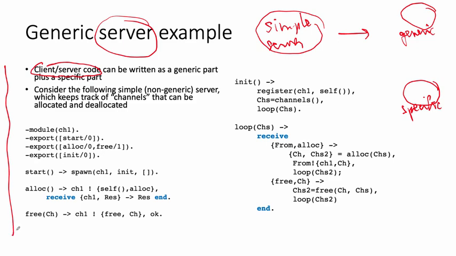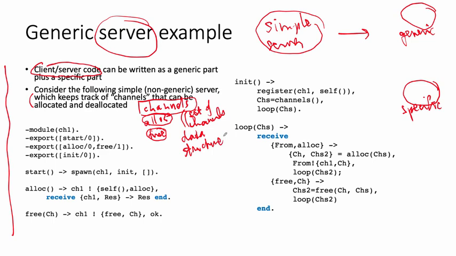The simple server does something very simple. So basically it keeps track of channels. So the idea is the following. The server manages a data structure called channel, and it allows you to allocate and free channels. So I have a set of channels, and I can call allocate if I want to use a channel, and I can call free when I don't use it anymore. And internally, the system manages this as a data structure.